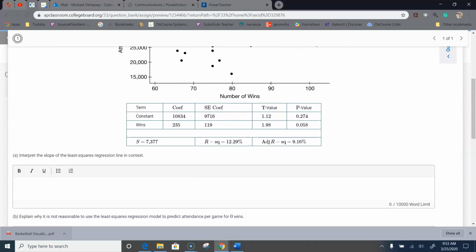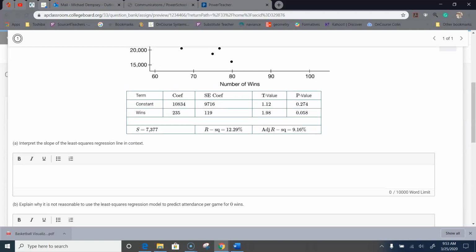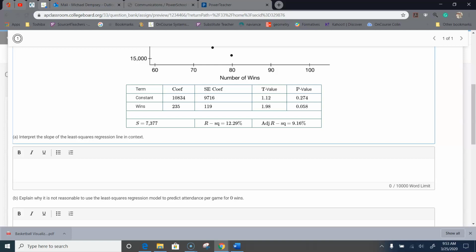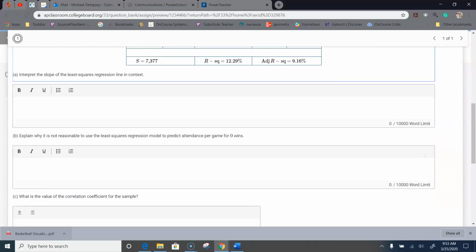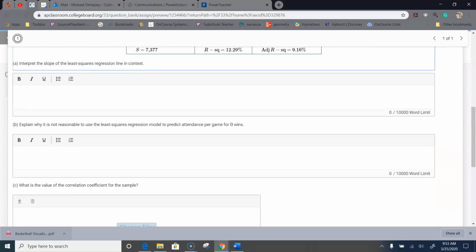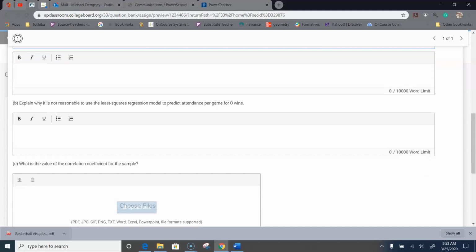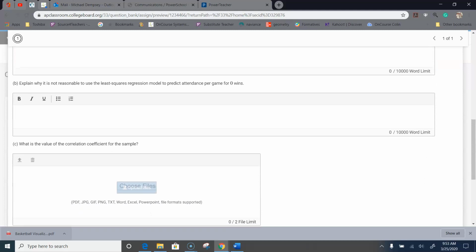So interpret the slope of the least squares regression line. Biggest piece of that is the in context part, right? Don't miss that. Whatever your answer is here ought to be talking about number of wins and attendance per game as well. Okay. Explain why it's not reasonable to use the least squares regression line to predict the attendance per game for 0 wins.